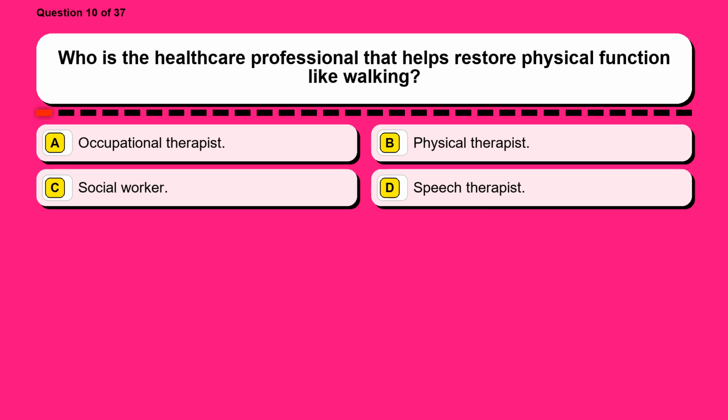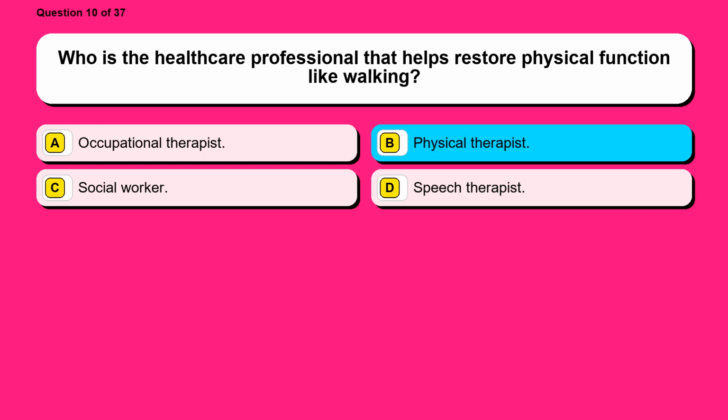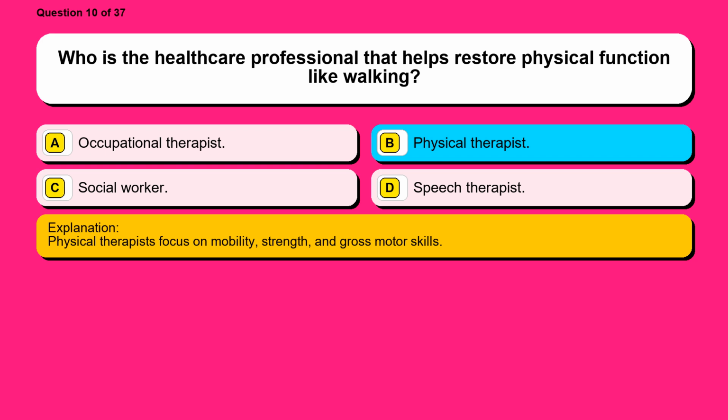Question 10. Who is the healthcare professional that helps restore physical function like walking? Option A. Occupational therapist. Option B. Physical therapist. Option C. Social worker. Option D. Speech therapist. The correct answer is option B, physical therapist. Physical therapists focus on mobility, strength, and gross motor skills.